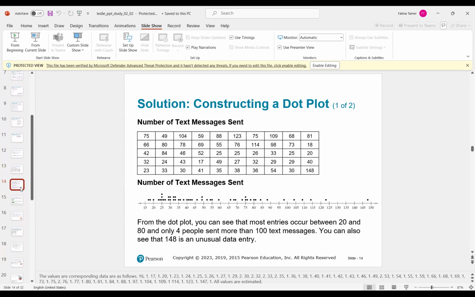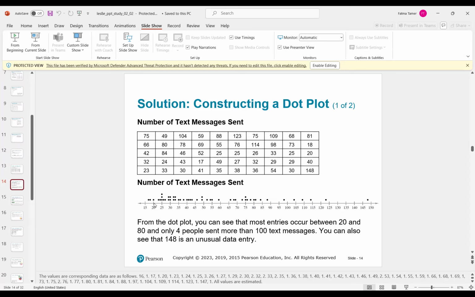Okay, so this is easier. You just need a big number line, and then you just have to list the numbers from 17 to 148, or you can start it from 15 to 150, and then you just have to put one dot if the number shows up once. But for example, 25 shows up 3 times, so you just put 3 dots on top of each other. From the dot plot, you can see that most entries occurred between 20 and 80.